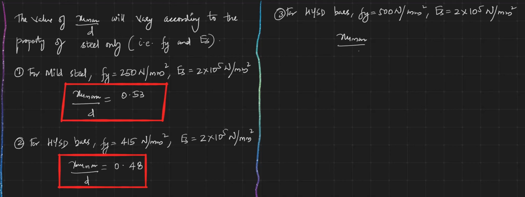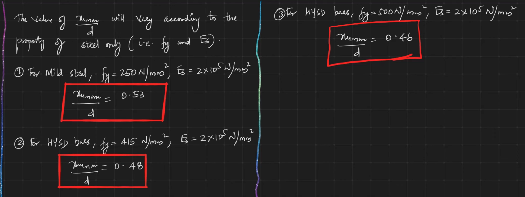I'll get Xu max by d value as 0.46. I could summarize it as: the Xu max by d values depend on the grade of steel being used. For Fy 250 it is 0.53, for Fy 415 Newton per mm square it is 0.48, and for HYSD bars of Fy grade 500 Newton per mm square it is 0.46.